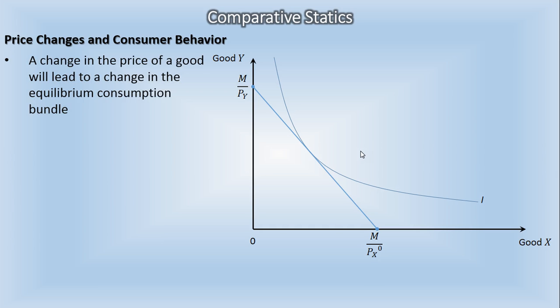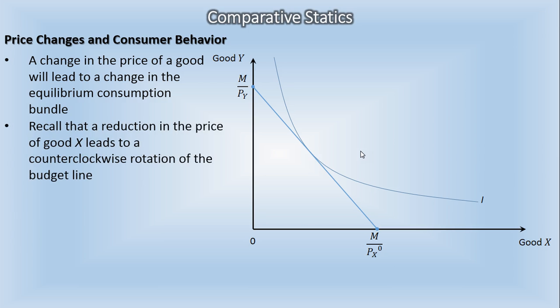So we know that a change in the price of a good will lead to a change in the equilibrium consumption bundle because the budget line will shift and the market rate of substitution will change, which means that we'll no longer be at a point where the market rate of substitution is equal to the marginal rate of substitution. And so the marginal utility per dollar spent on one good will not be equivalent across all goods, and the consumer will want to move away from that equilibrium to another consumption bundle.